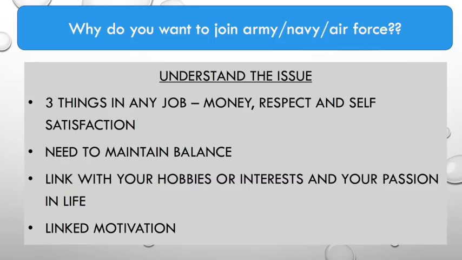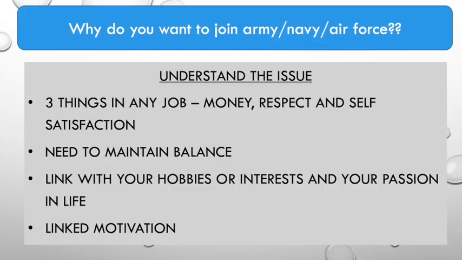Let's understand it further. Gentlemen, we do any job for basically three things. One is money, second is self-respect, and third is self-satisfaction. So you need to link your job or profession to one of these things, but in SSB, you need to maintain a balance amongst these three things. Also, you can link up this job with your hobbies or your interests and also one of the linked motivation, like a motivation of your father or your mother.